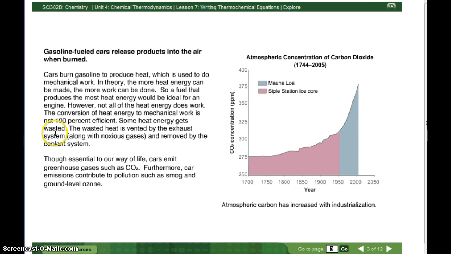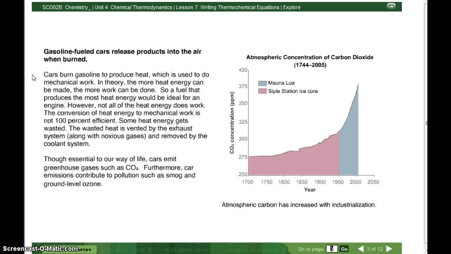Gasoline-fueled cars release products into the air when burned. Cars burn gasoline to produce heat, which is used to do mechanical work, or in other words, make the car go. In theory, the more heat energy can be made, the more work can be done. So a fuel that produces the most heat energy would be ideal for an engine. However, not all of the heat energy does work. The conversion of heat energy to mechanical work is not 100% efficient. In other words, all the energy that goes in does not come out as mechanical energy.